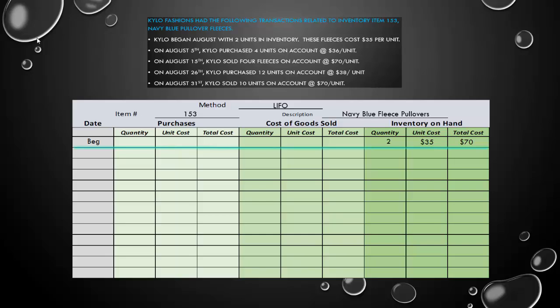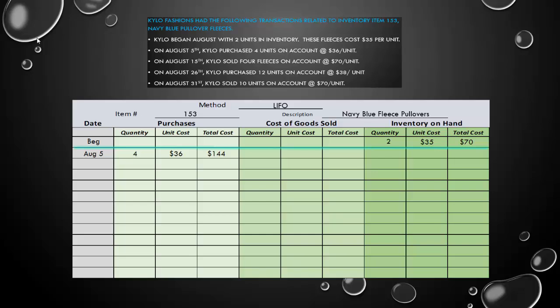Now let's account for our first transaction. On August 5th, they are going to purchase 4 additional units at $36 per unit. Well, we can throw that in the purchases section. So our quantity of purchases was 4 fleeces at $36 per unit, which means the total cost of that purchase would be $144.